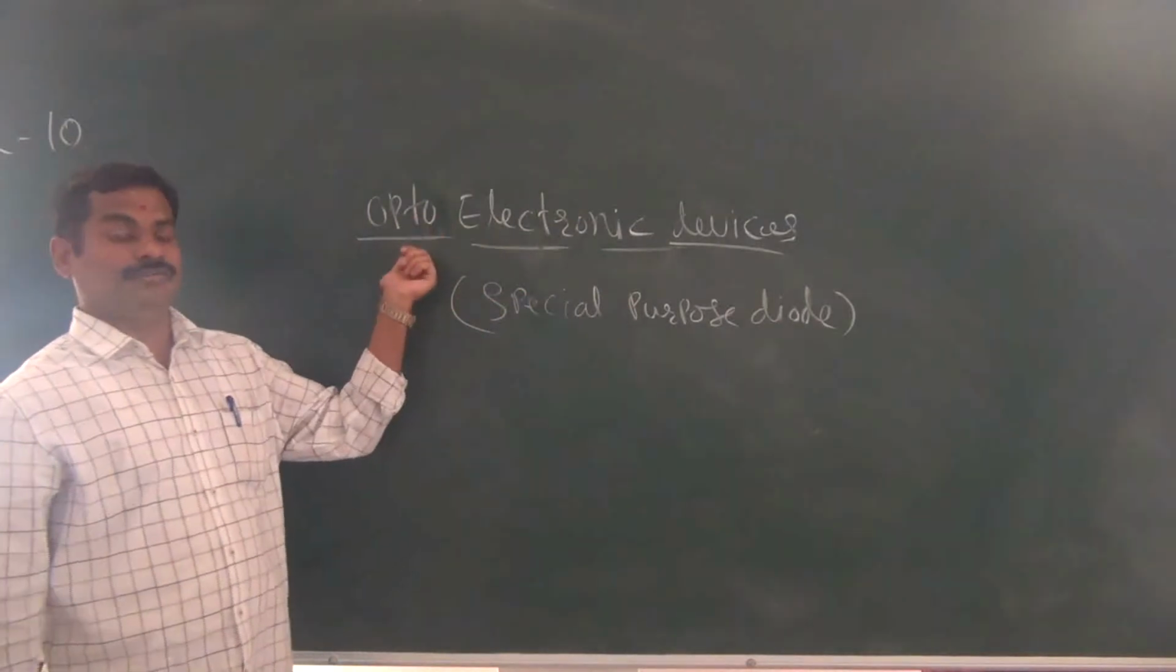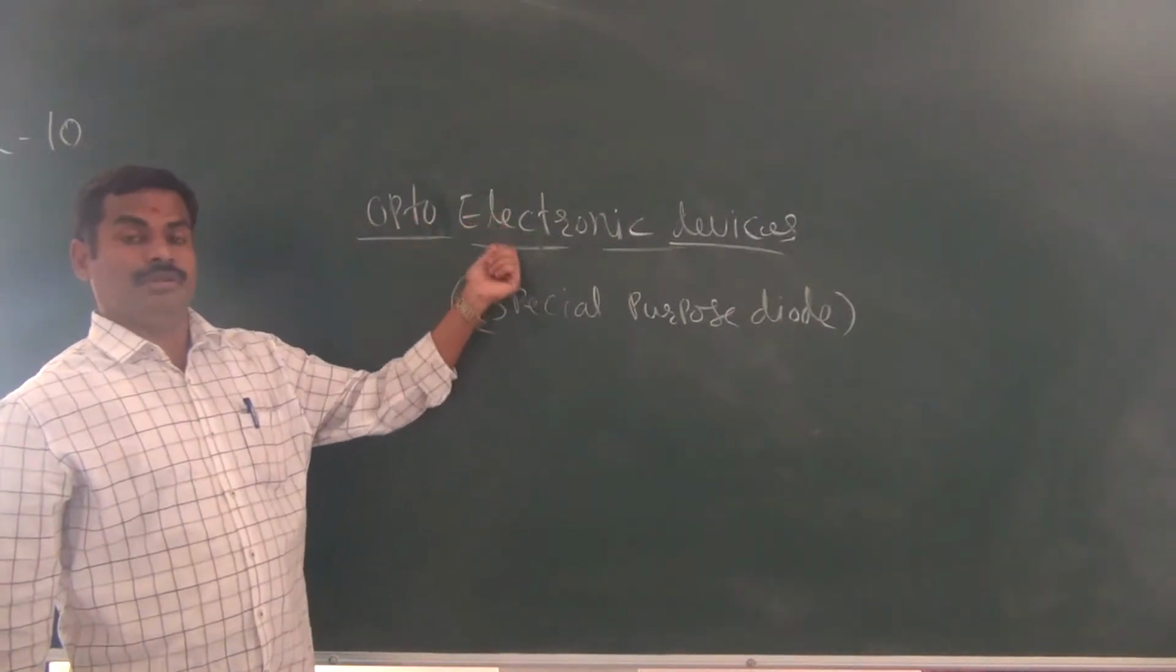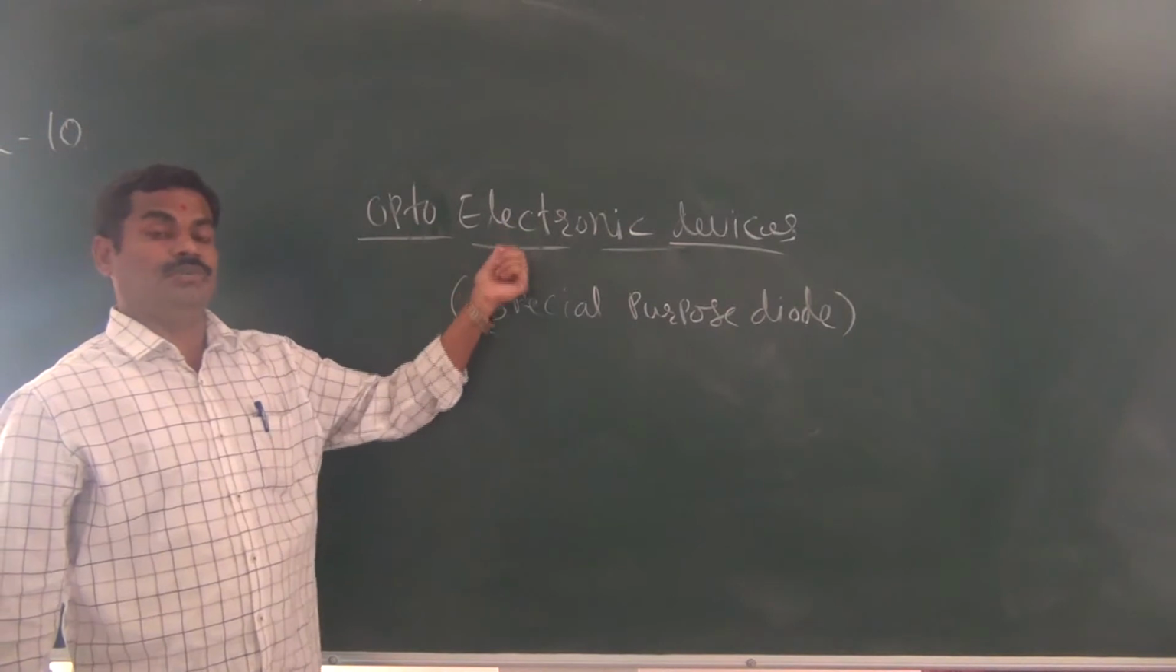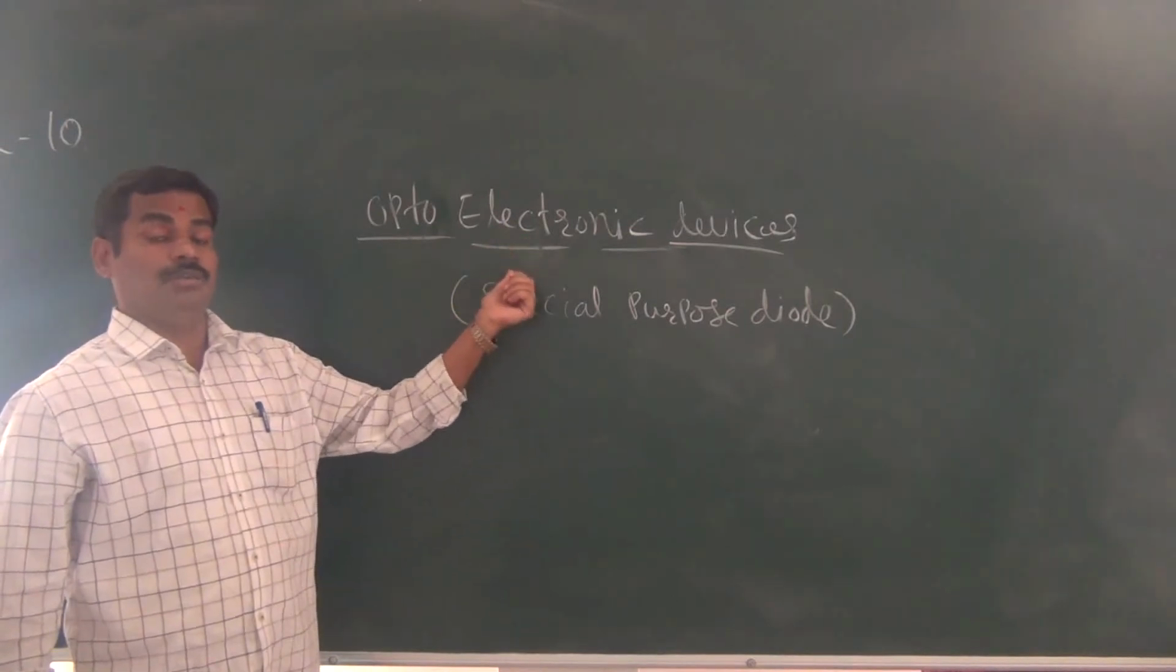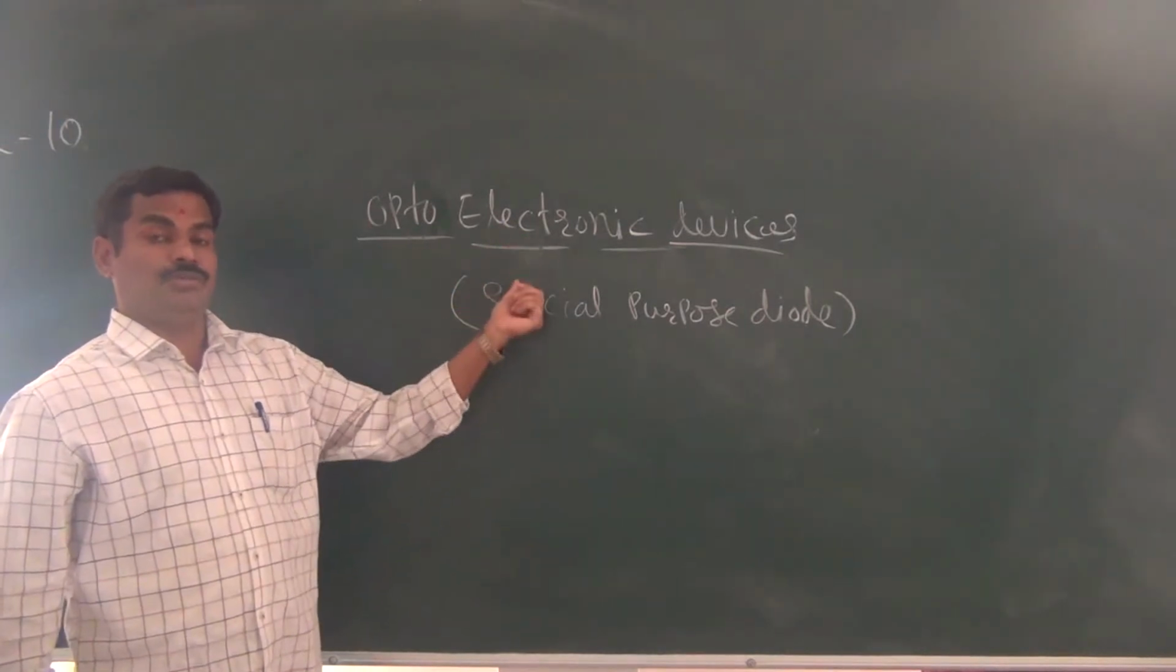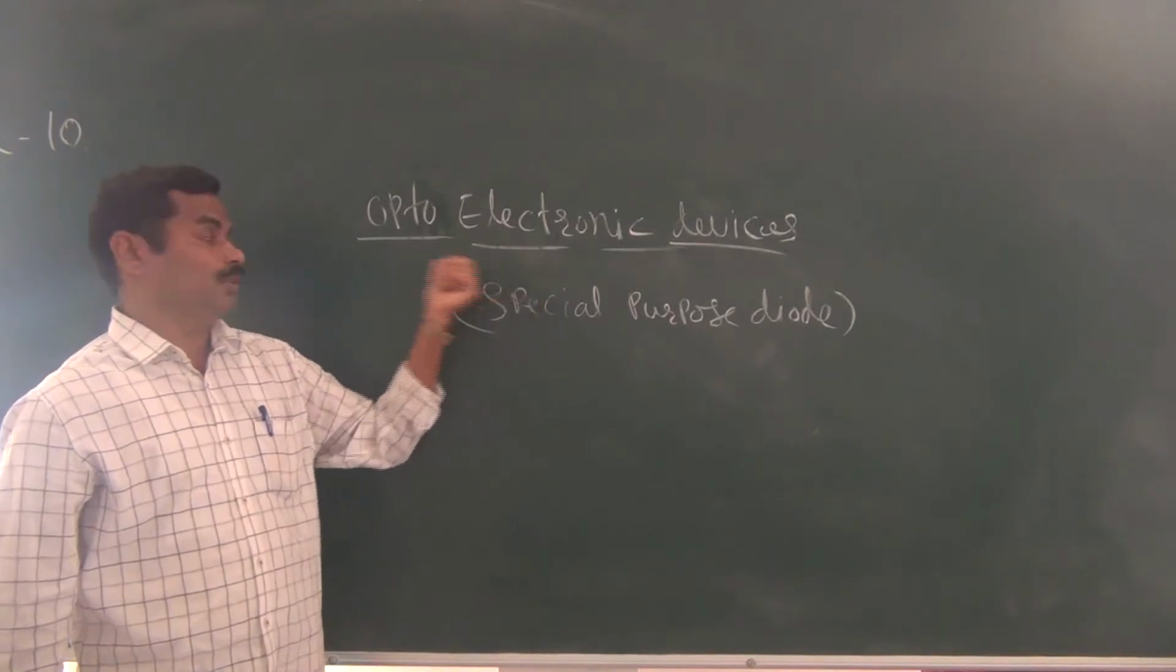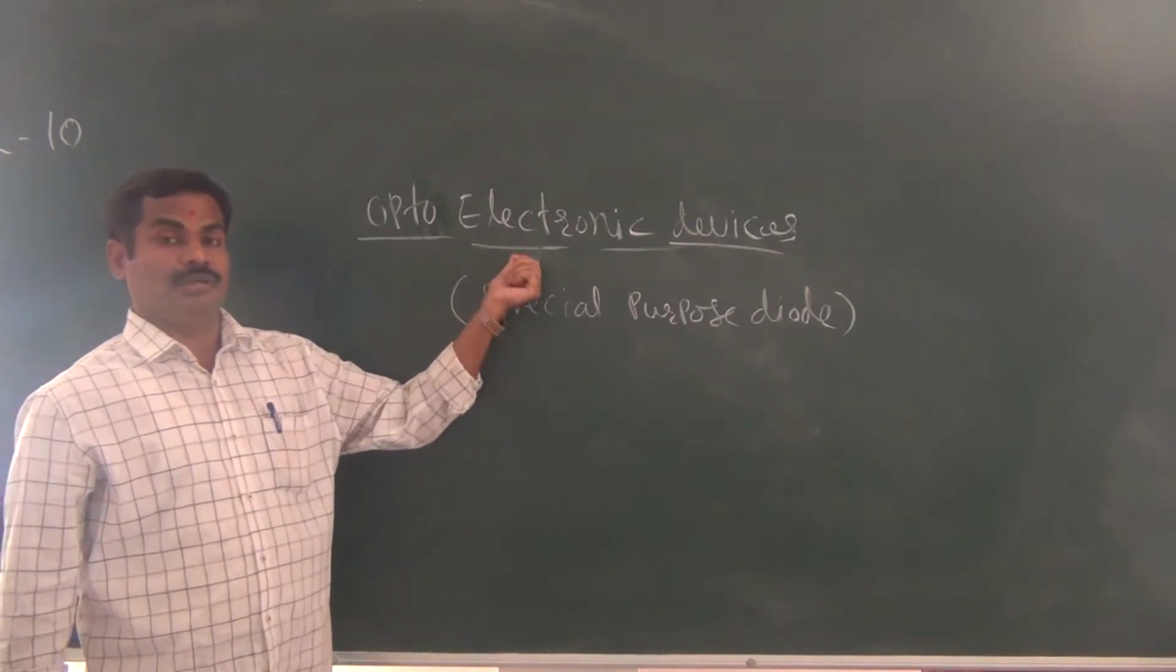Opto is nothing but light, and electron is the movement of electrons. You are studying the moving of electrons, and that is because of the light. Electrons are moving because of the light. That's what is called optoelectronic devices.